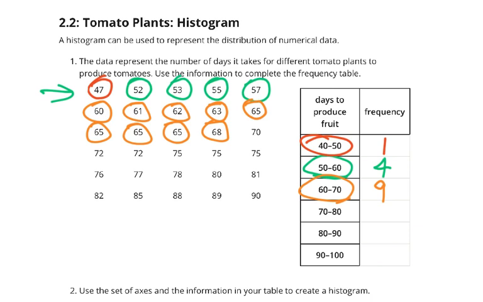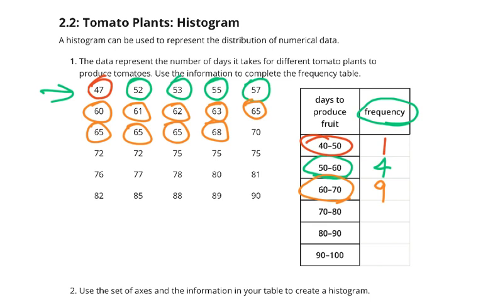Notice how many times do you see data between 40 and 50? One time. So 47 shows up once. Frequency is you're just simply counting the number of data points in that range. So between 50 and 60, there's 4.